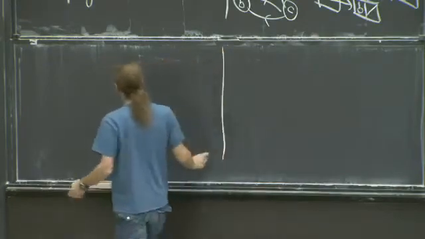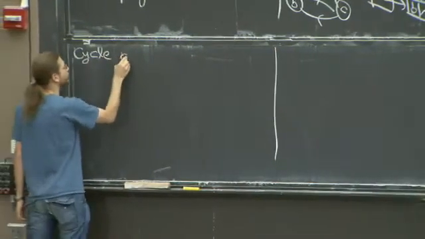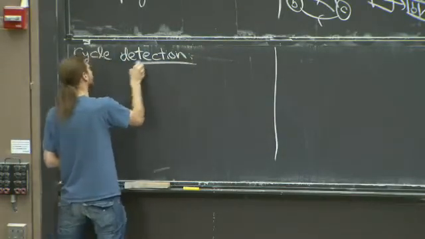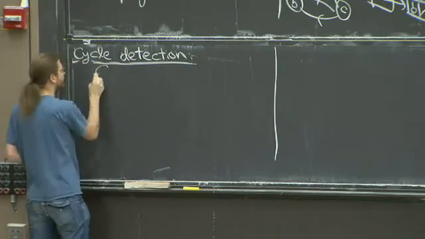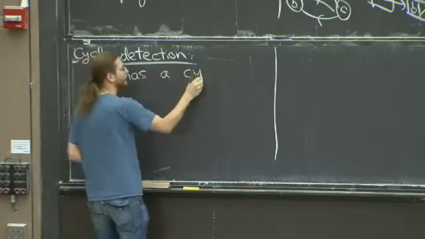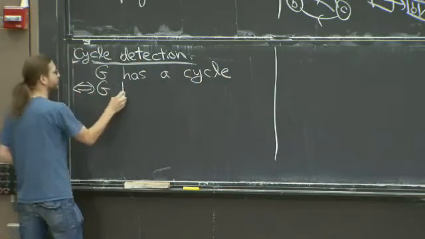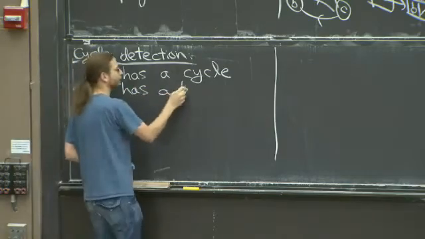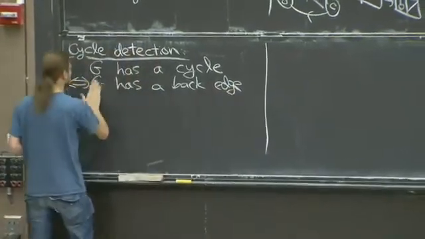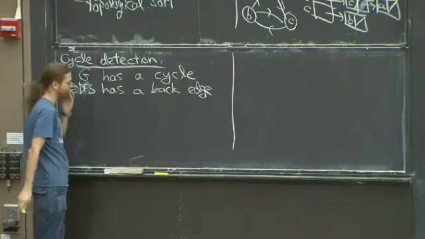So let's start with cycle detection. This is actually a warm-up for topological sort. Does my graph have any cycles? G has a cycle. I claim this happens if and only if G has a back edge. Or let's say a depth first search of that graph has a back edge.